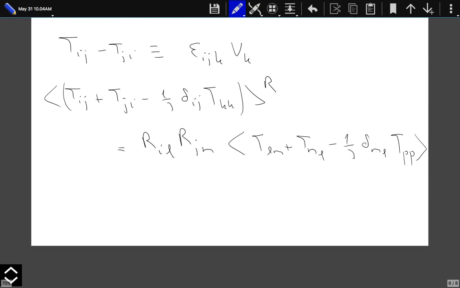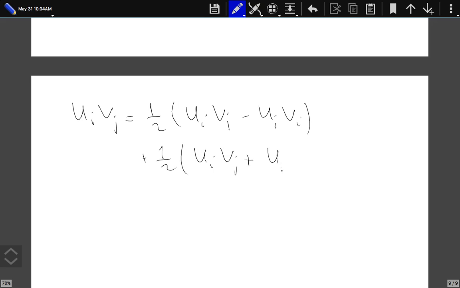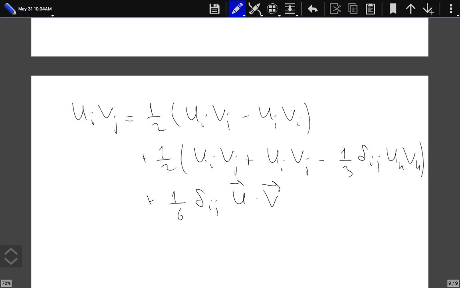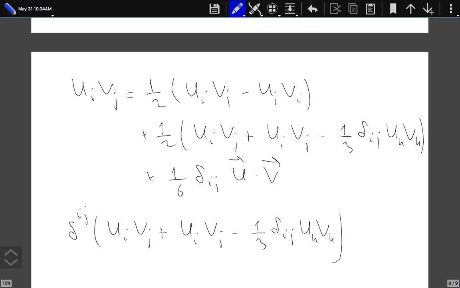So what did I do? I started with Ui Vj. I can write this Ui Vj as 1/2 (Ui Vj minus Uj Vi) plus 1/2 (Ui Vj plus Uj Vi minus 1/3 Kronecker delta ij Uk Vk) plus 1/3 Kronecker delta ij U dot V. Now, the reason why I have such a weird combination over here is that if you take that combination and multiply it with Kronecker delta ij, this is 2/3, sorry.